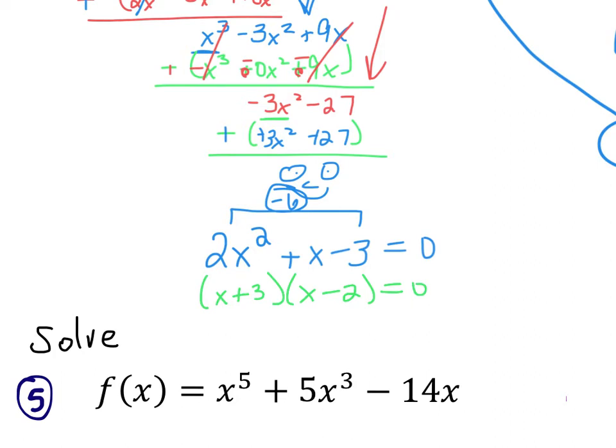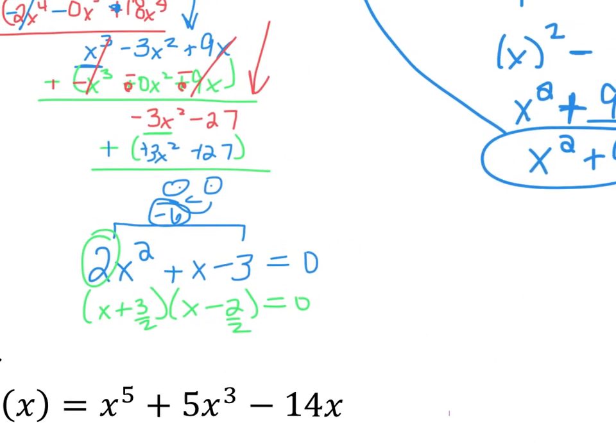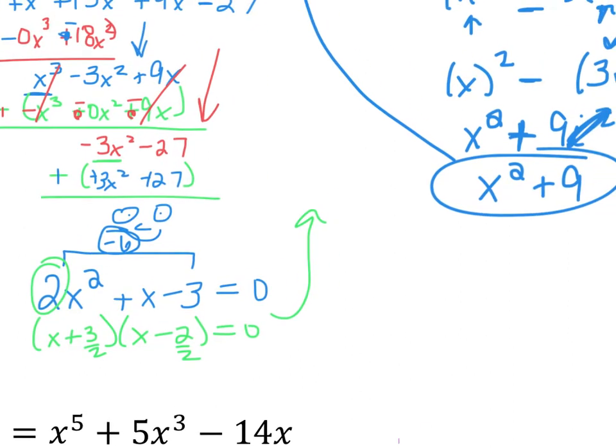And since my a term is not 1, I have to divide both by 2. So I'll go up here to finish this up. 3 doesn't divide pretty by 2, so we're left with 2x plus 3 and x minus 1, because 2 divides by 2. So here I have x, when I move the 3 over, it becomes negative 3 over 2. And I have x equals 1.